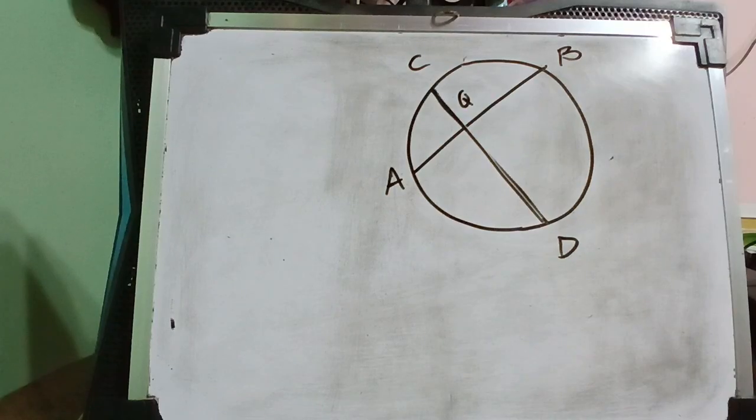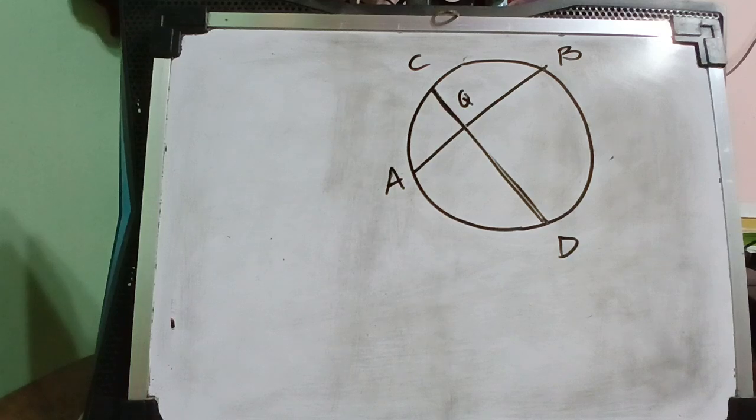Pero basically, the intersecting segments of chords and power theorem states that if two chords intersect in the interior of the circle, o sa loob ng circle, then the product of the lengths of the segments of one chord is equal to the product of the lengths of the segments of the other chord. So, may naintindihan ba kayo sa sinabi ko? The product of the lengths of the segments of the chord is equal to the product of the lengths of the segments of the other chord.